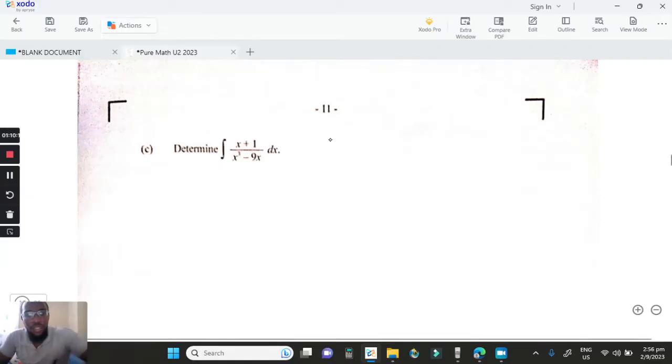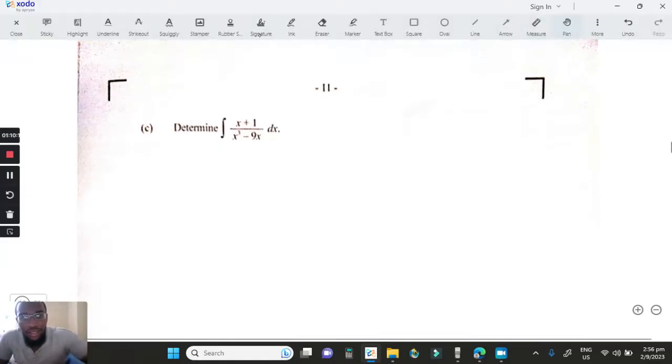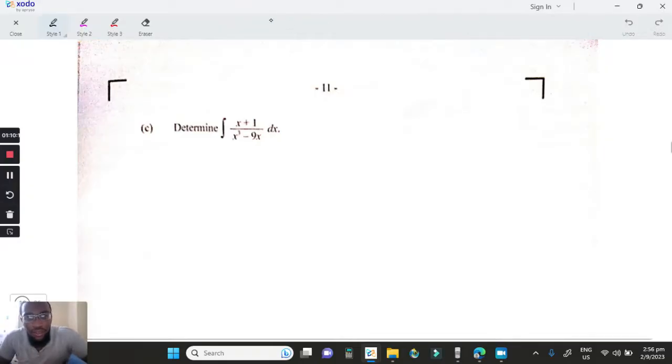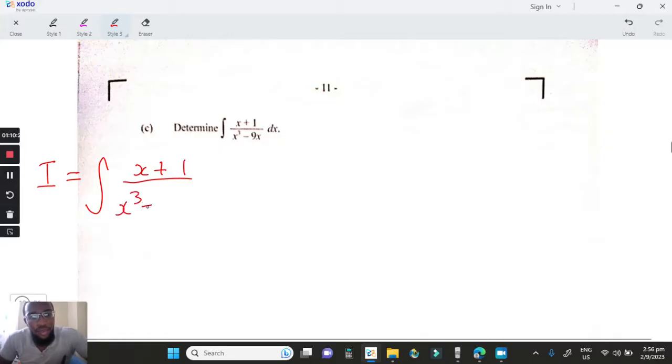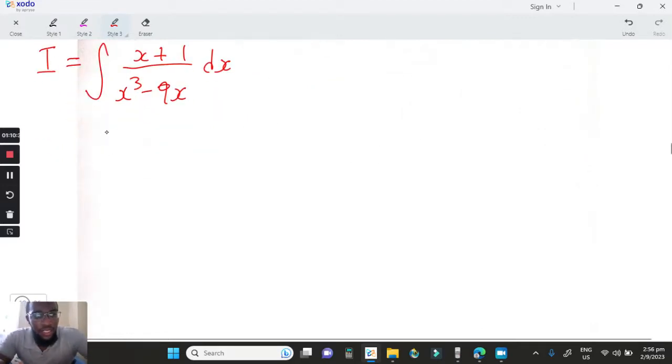This one now says: determine the integral of (x plus 1) over (x cubed minus 9x). So we're going to have some fun with this one. I like to call my integrals I. We're integrating (x plus 1) over (x cubed minus 9x) dx. So the first thing we're going to do is partial fractions. Let's do the partial fraction here.